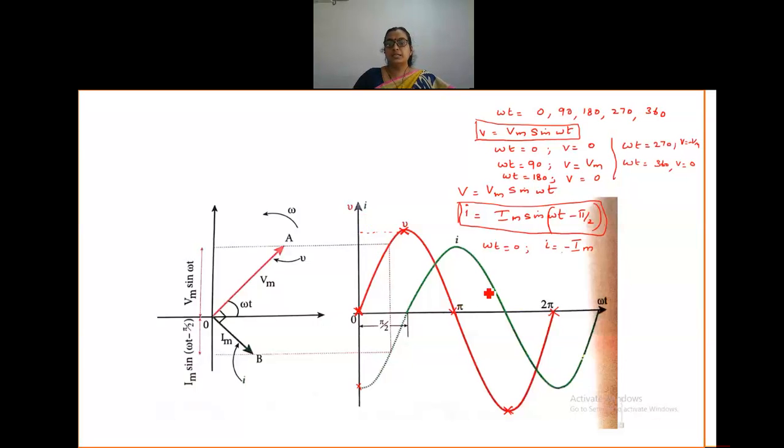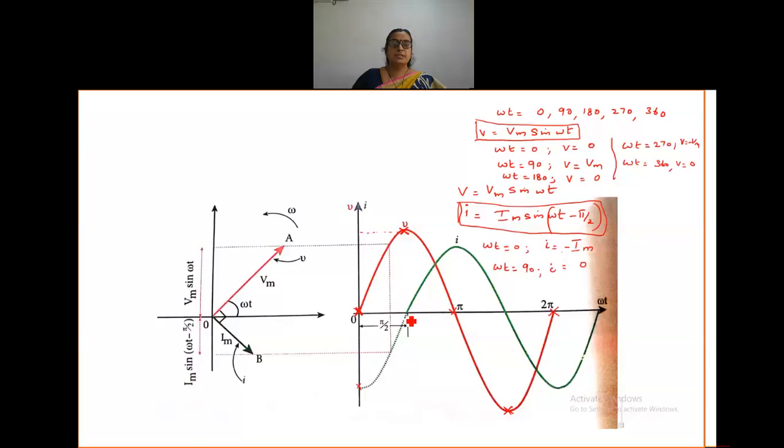So for omega t equal to 0, I is equal to minus Im. I have substituted and marked it here. Now let us go to the next condition, where omega t is equal to 90 degrees. Here I will substitute 90 minus 90, 0. So sin 0 becomes 0, then 0 into Im is 0, so I will be equal to 0. That is the second point.